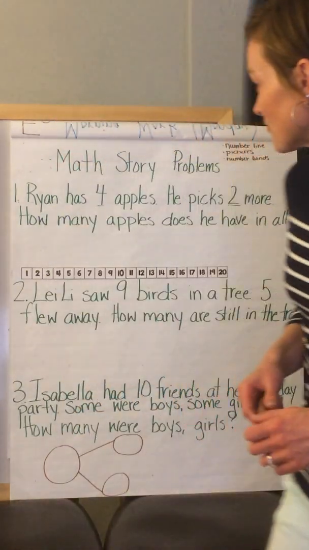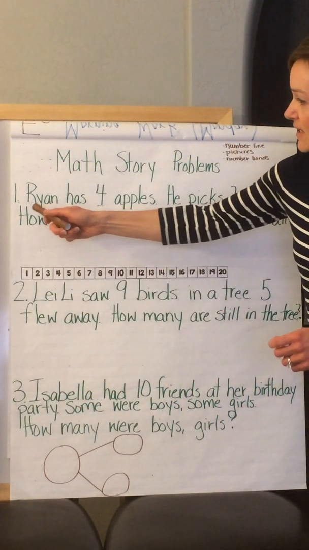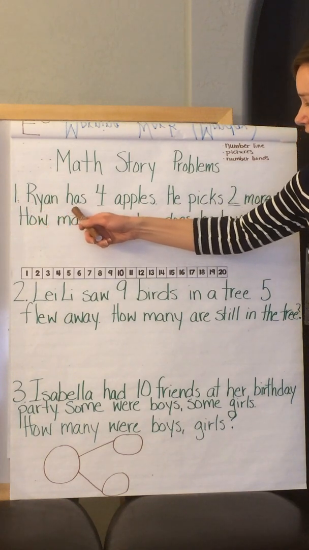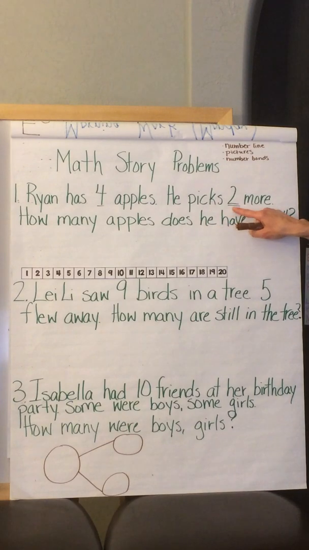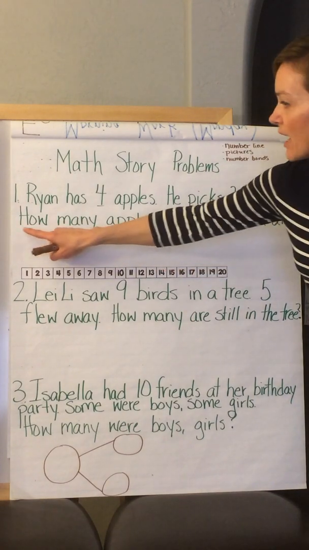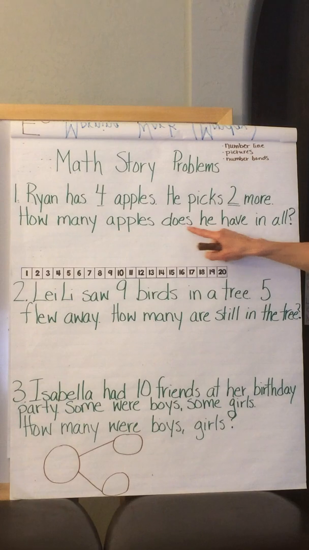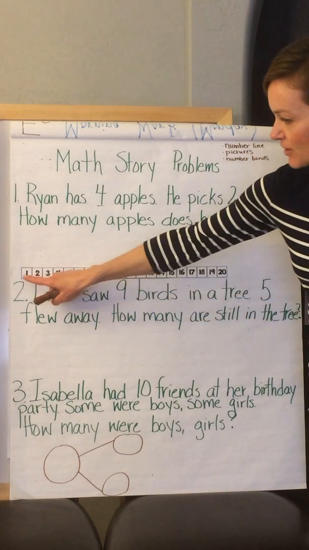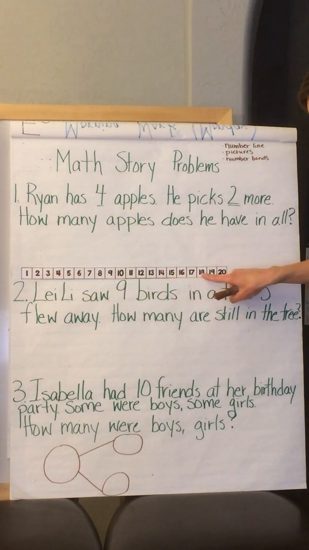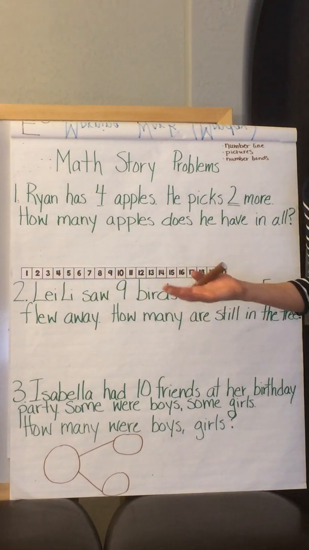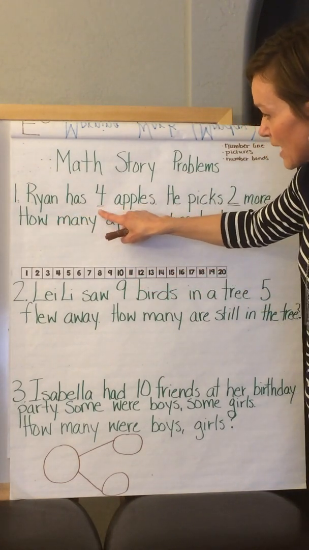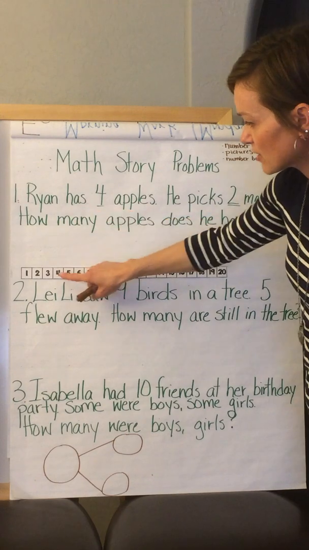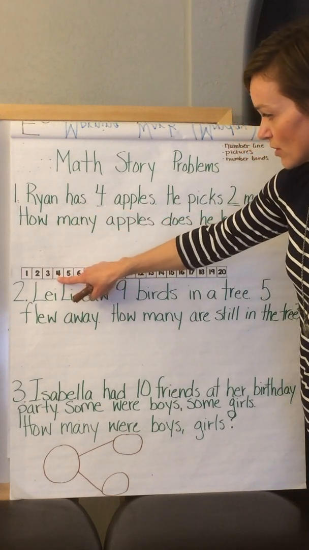So we're going to look at the first problem, and it says Ryan has 4 apples. He picks 2 more. How many apples does he have in all? So I have here our number train. We can also call it a number line. So we know that Ryan has 4 apples. So I'm going to find 4 on our number train or our number line.